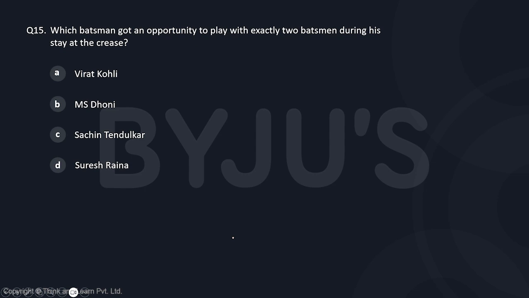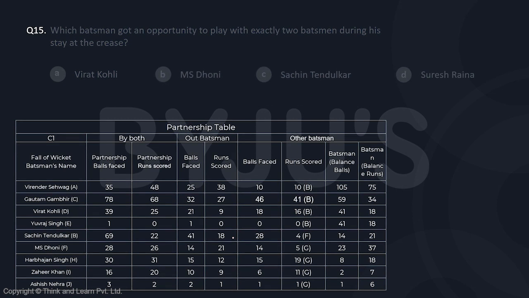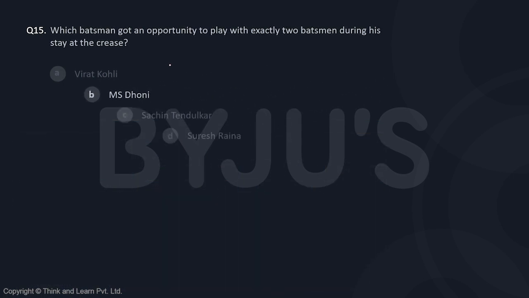Which batsman got an opportunity to play with exactly 2 batsmen during his stay at the crease? Okay. Virat Kohli. Virat Kohli played only with one, so that's not my answer. MS Dhoni. MS Dhoni played against Sachin Tendulkar, and he also played with G, who is Suresh Raina or Munaf Patel. So MS Dhoni is the right answer. Why do I look at the other numbers?